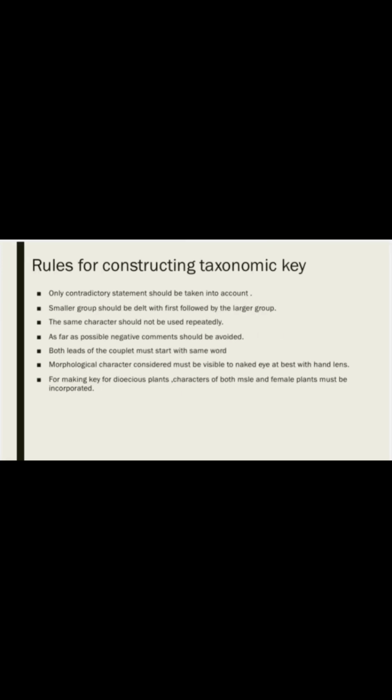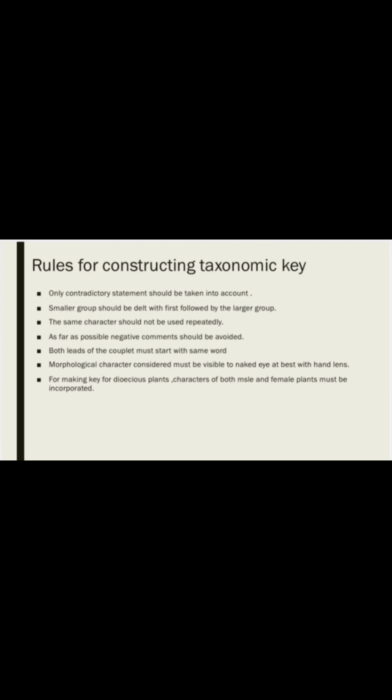Next, rules for constructing a taxonomic key. Only contradictory statements should be taken into account. Smaller groups should be dealt with first, followed by the larger group. The same character should not be used repeatedly. As far as possible, negative comments should be avoided. Both leads of the couplets must start with the same word.